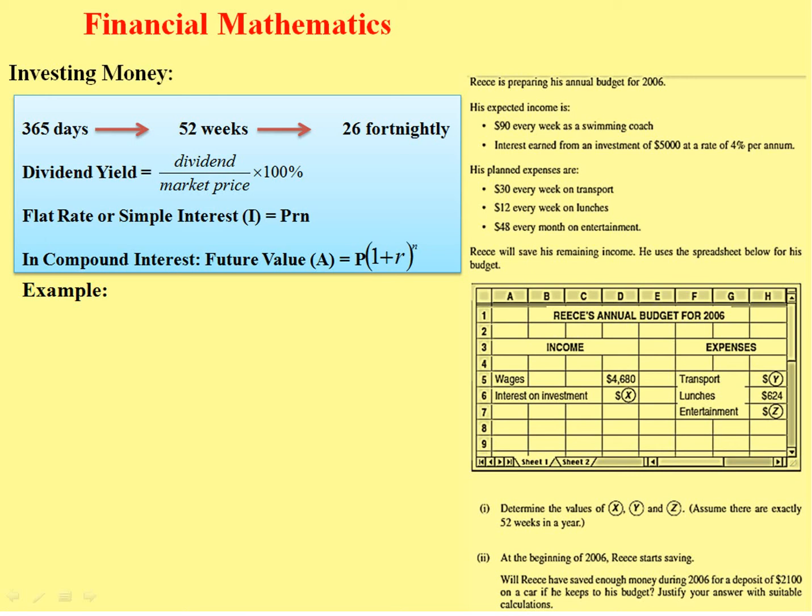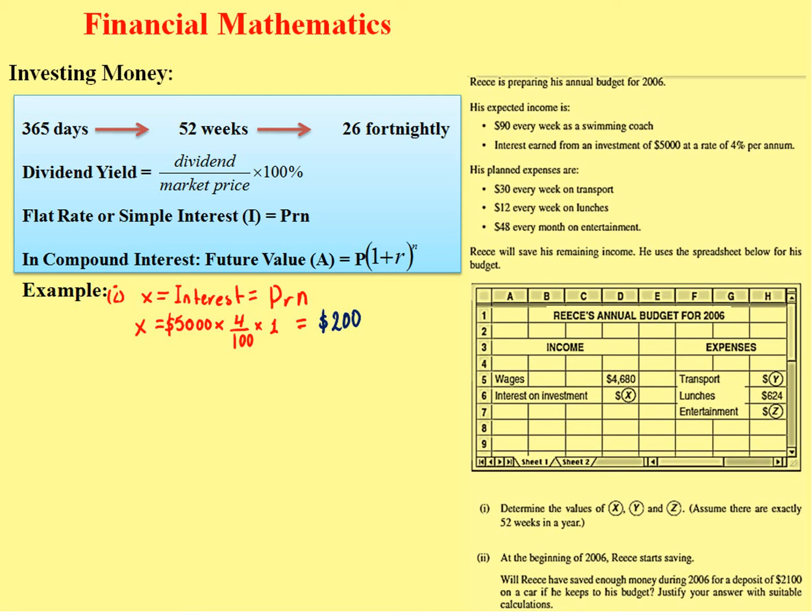We have the income and we have the expenses. Now part 1 determines the value of X, Y, and Z. Assume there are exactly 52 weeks in a year. We know that X is the interest, which is principal times rate times the number of years. We know that the principal is 5,000, the rate is 4%, which is 4 divided by 100. We change the percentage into decimal, times 1 year, and that would give me 200.